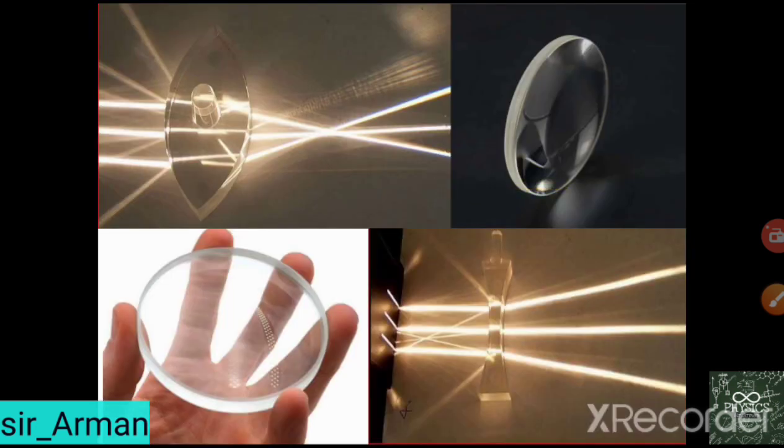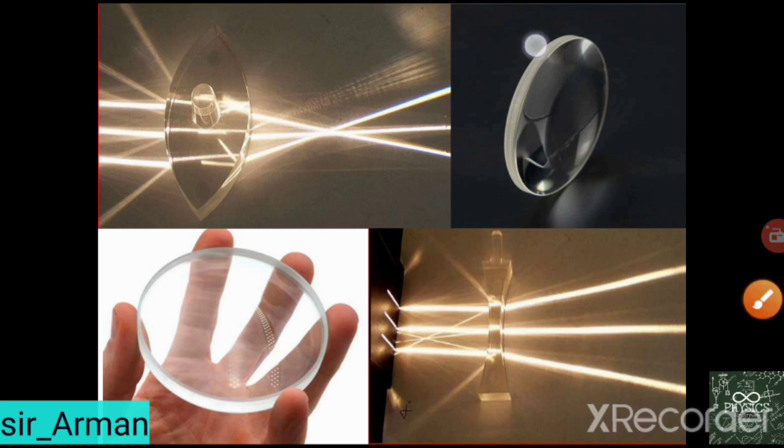We will discuss only two types of lens. One is a convex lens and another is a concave lens. There are other types of lenses such as plano-convex and plano-concave, right? But we are not going to discuss those kinds of lenses. We will only discuss two types of lenses.